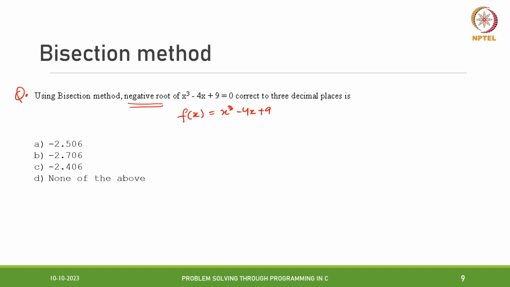Now out of the 3 roots, we need to find the negative root. So that means we need to take our initial condition such that we will get a negative root. Whatever value of x we finally get at, it should be negative, and accordingly the answers you can see are given as minus 2.5, minus 2.7 and so on.